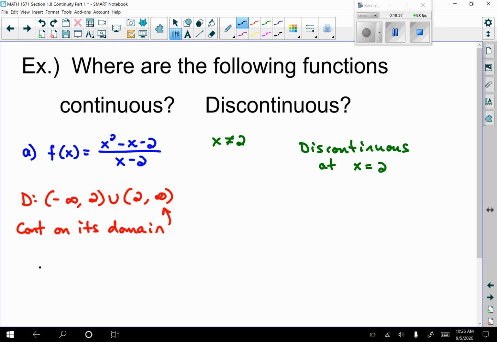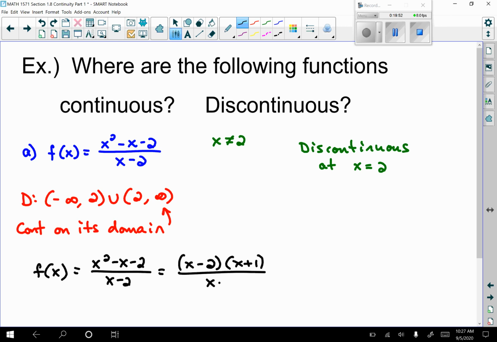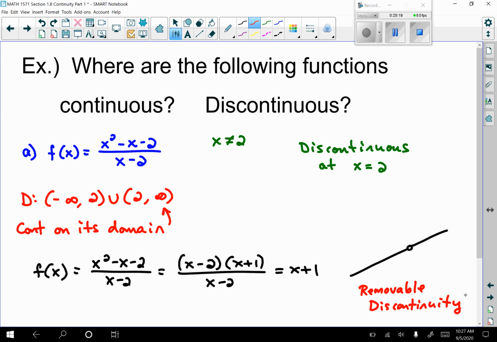Now to try to simplify this, see if, kind of like with the limit, we could use algebra here to maybe factor. So we could factor into x minus 2 times x plus 1 over x minus 2, which gives us x plus 1. So when it simplifies to another function, in this case a line, that actually means we have a hole right at x equals 2. So if you go back and match the types of discontinuity, this would be a removable discontinuity.